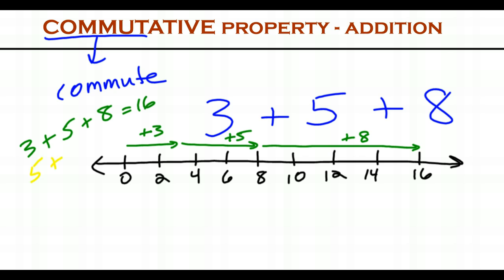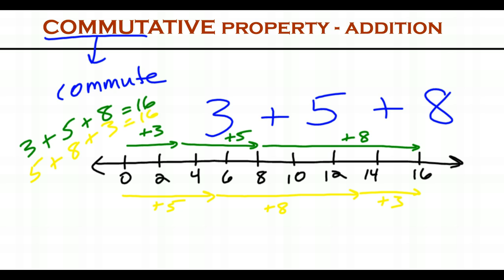We're going to say 5 plus 8 plus 3, maybe, and see what happens. Well, if we start with 0 and move up 5, 5 plus 8 is 13, so we need to go all the way up to 13. And finally, up again, it turns out 5 plus 8 plus 3 is also 16.